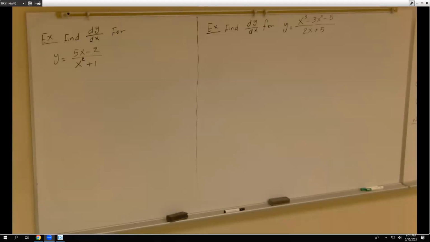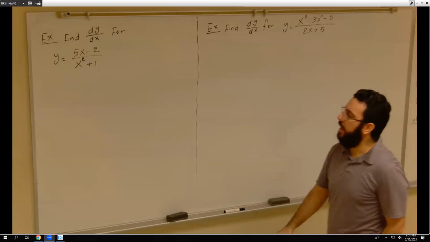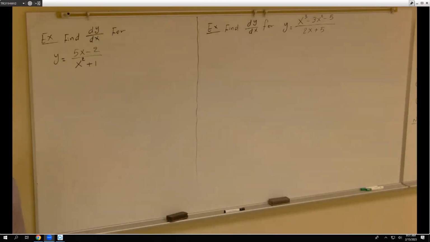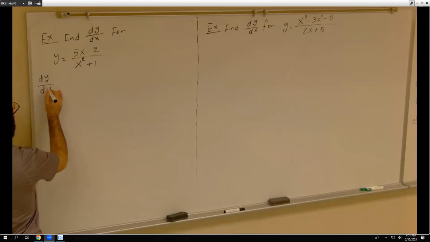Now we're gonna work with the quotient rule. Find dy over dx for y equals 5x minus 2 over x squared plus 1. To find this one, this is a quotient, so I'm gonna use the quotient rule. So that means dy over dx is going to be equal.